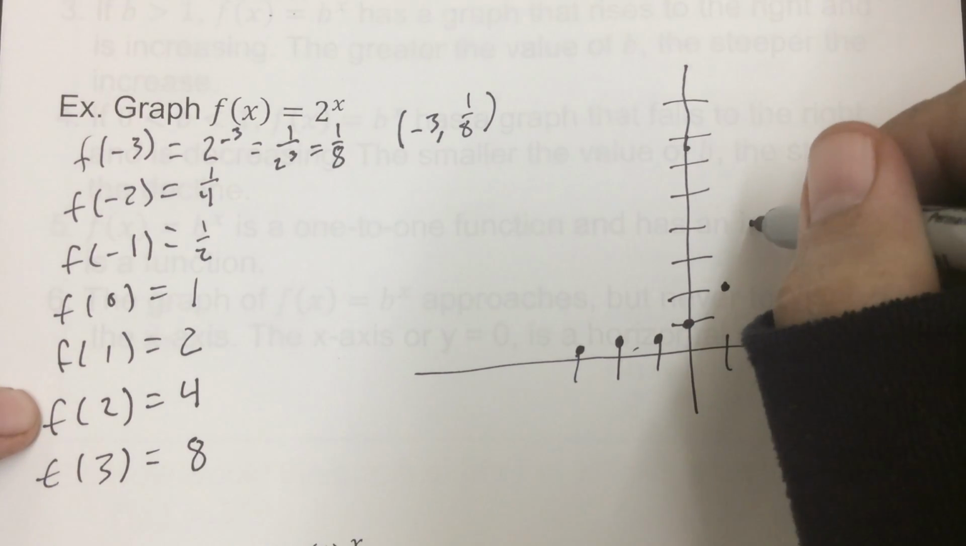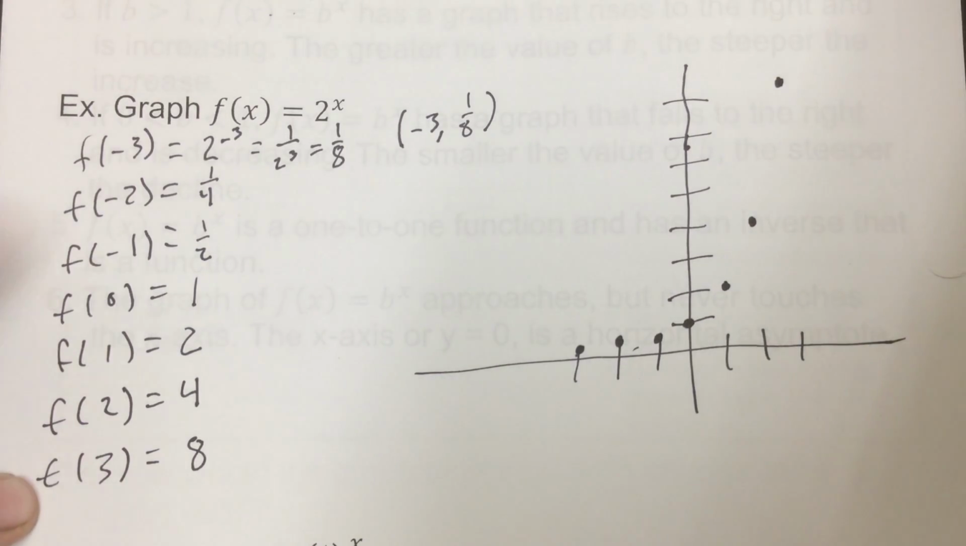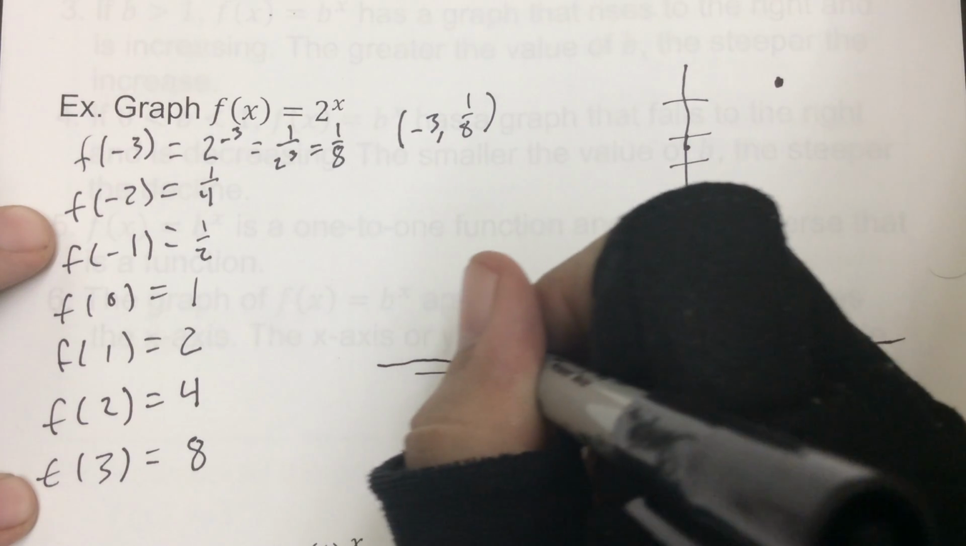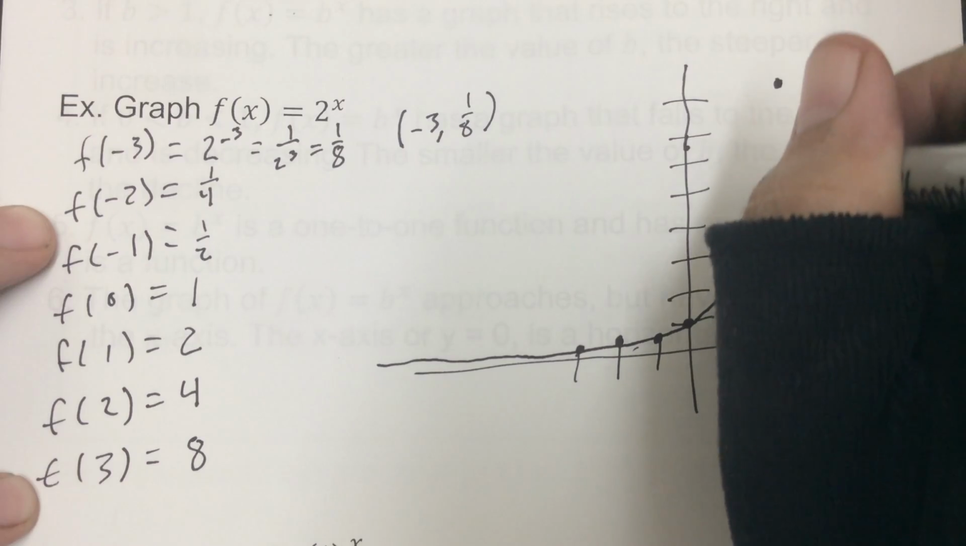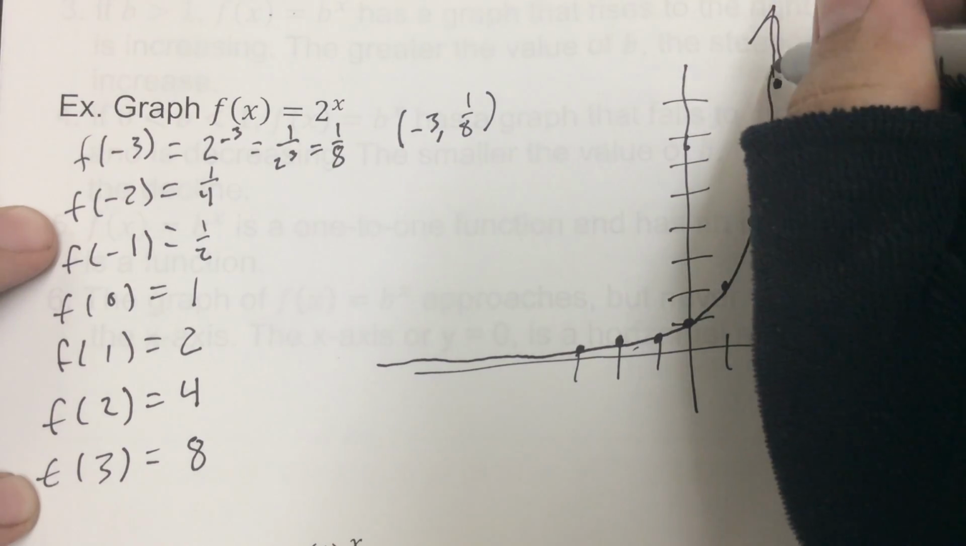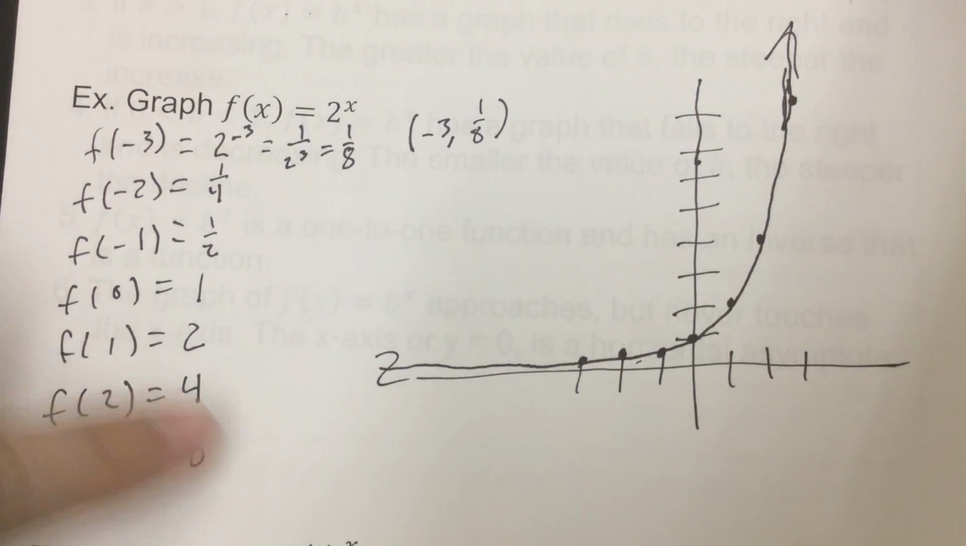At 2, I'm going to be at 4. At 3, I'm going to be at 8. So this graph is going to be coming along here, and then as we get closer, we're going to start curving up and go almost vertical. And of course, I missed the last point. But that's kind of how these are going to work.